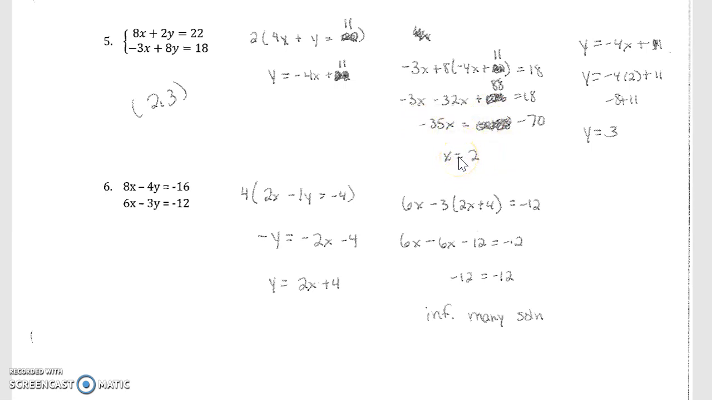Divide by a negative 35, x equals 2. Okay, take the 2, plug it in. Negative 4 times 2 plus 11. So negative 8 plus 11 is a 3. So again, the answer to your question is 2, 3. Writing it as an ordered pair, 2, 3. Okay. I think that's all the time I've got for you. The last one is an infinitely many solutions.